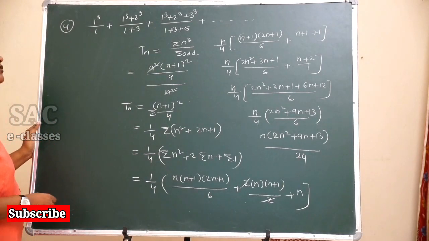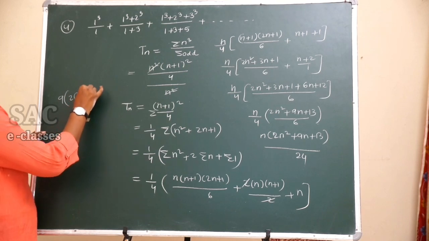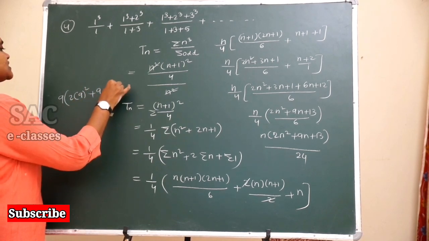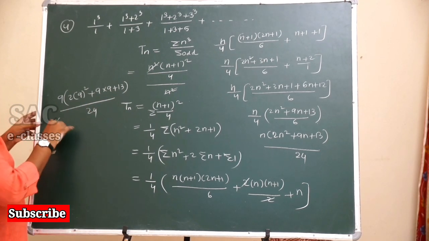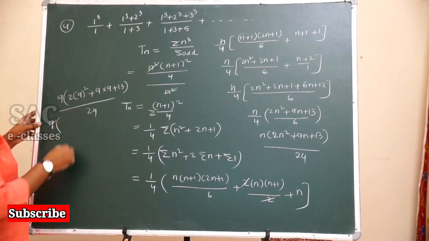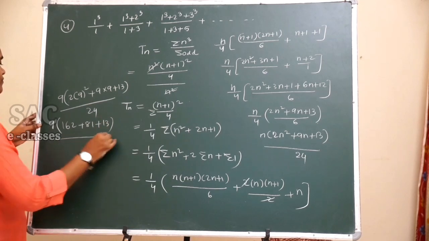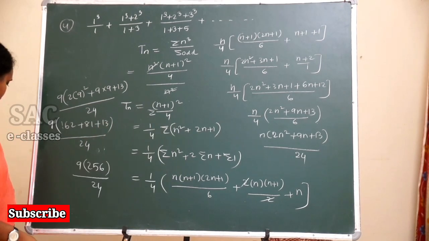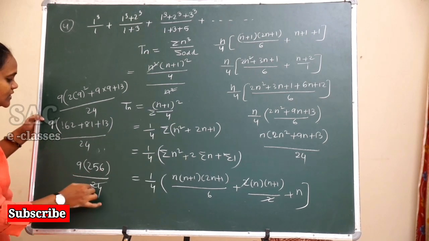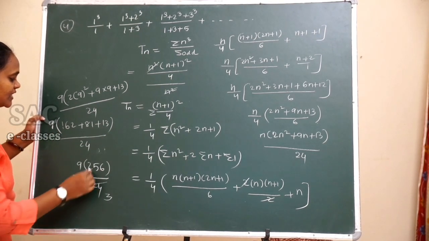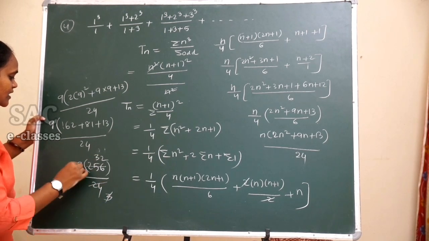Now we are going to find out the sum of the n terms, that is 9 into 2 into 9 square plus 9 into 9 plus 13 by 24. Here 9 into 2 into 9 square value is equal to 162 plus 81 plus 13 by 24. By adding this you get 256 by 24, it is coming in the 8 table, 3 times and it is 32 times, 1 time and 3 times.